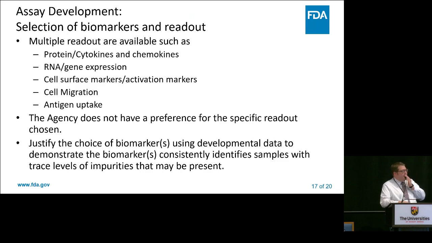As has been mentioned before, as you noticed in each of the presentations, readouts were all slightly different. There are many different readouts that are available. If you're looking at PBMCs, protein, cytokines, chemokines, you can look at the protein expression, the gene expression. Cell surface markers could be looked at, activation. People proposed using migration or antigen uptake. Similar to the platform, we don't necessarily have a predetermined preference for this readout. We just need you to justify and demonstrate that your readout of choice can consistently demonstrate your assay can detect trace levels of impurities.